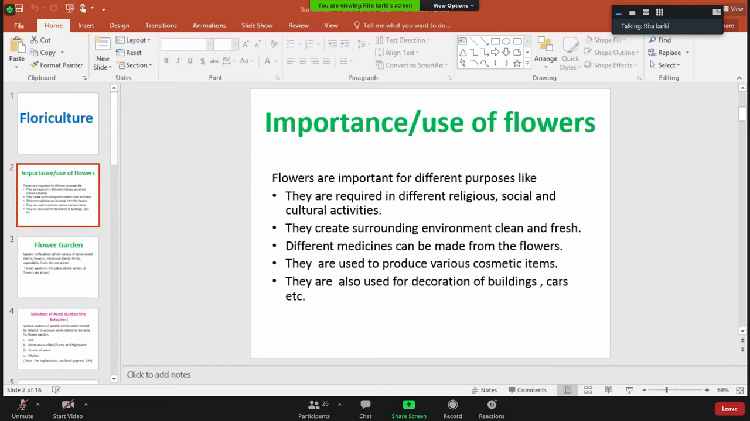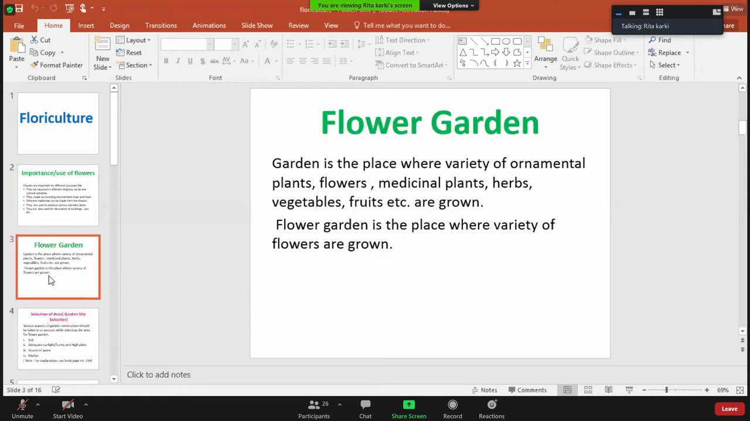So for our business to grow, for the flower business to flourish, we should pay attention to several things that are needed for the flowers to grow properly. Basically, we require a proper flower garden. The flowers cannot grow in each and every place. Fertile soil is needed for the flowers to grow.